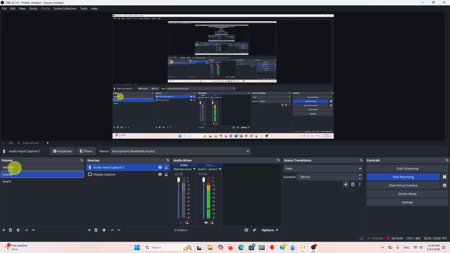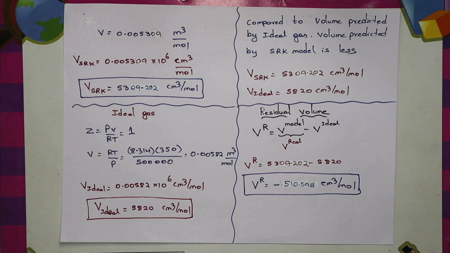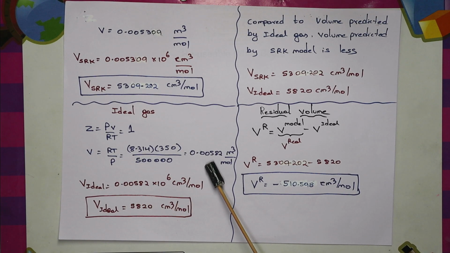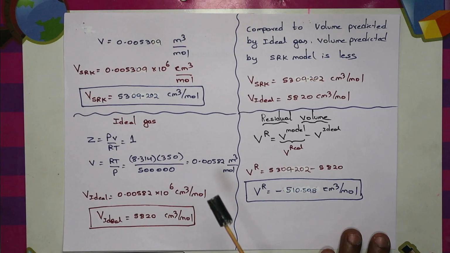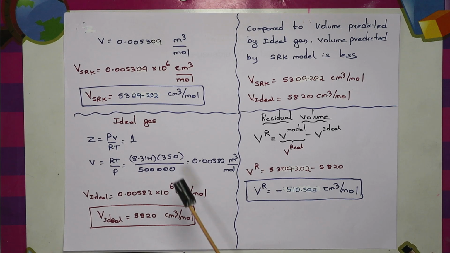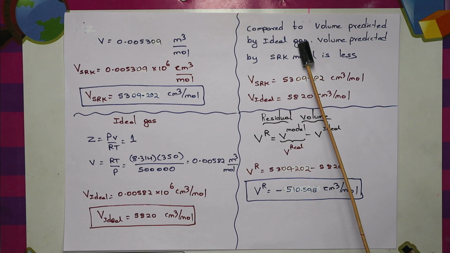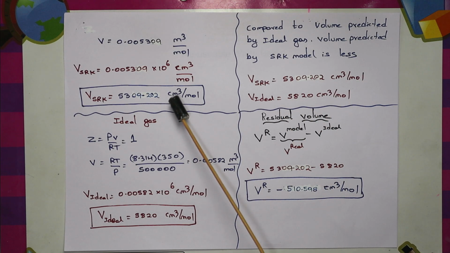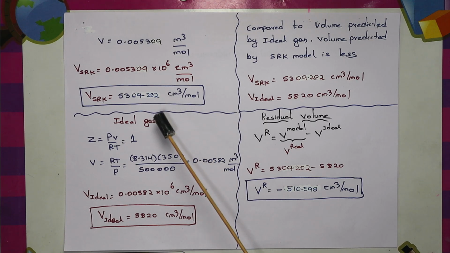Let us assume butane gas is behaving ideally. So for an ideal gas, Z equal to PV by RT equal to 1, therefore volume is equal to RT by P. From that, if you compute the volume in the units we require, it is 5820 centimeter cube per mole. You can see the difference between these two. Compared to the volume predicted by the ideal gas, the volume predicted by the SRK model is less, because the intermolecular forces of attraction make the volume more compressed compared to the ideal gas.